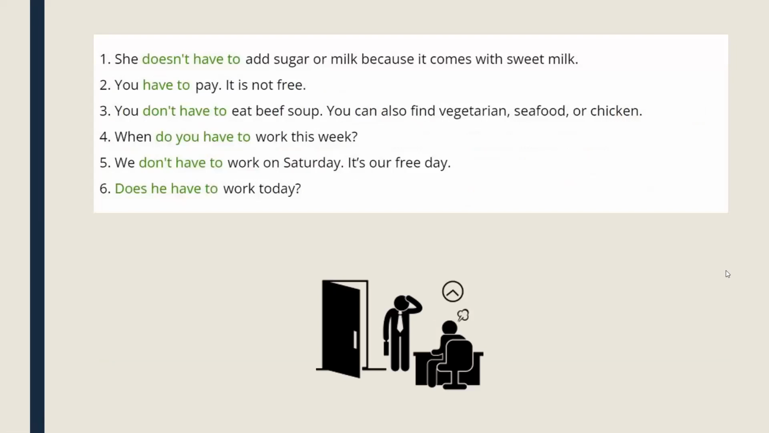Another topic from Unit 6, guys, is have to, don't have to, okay? We also talked about that. Here we have affirmative and negative, okay? So like here, for example, she doesn't have to add sugar or milk because it comes with sweet milk. You have to pay, it is not free. So Unit 6 is about things you have to do and things you don't have to do. Oh, I have to go to the post office. I don't have to go there today, okay?